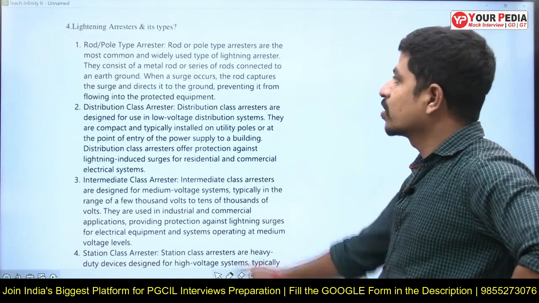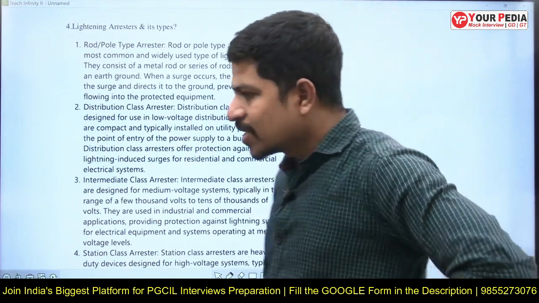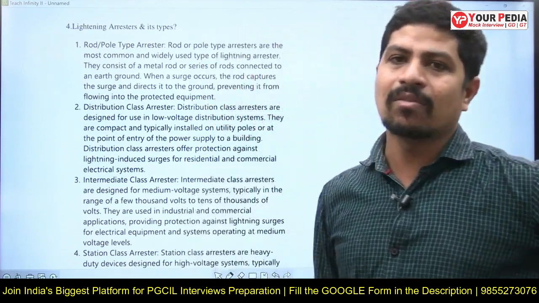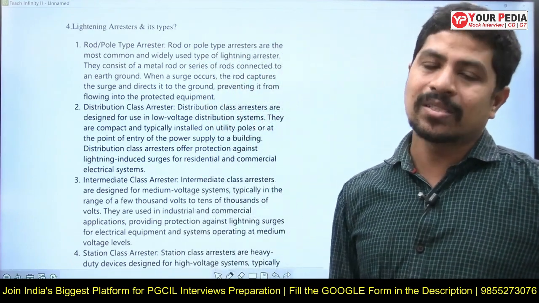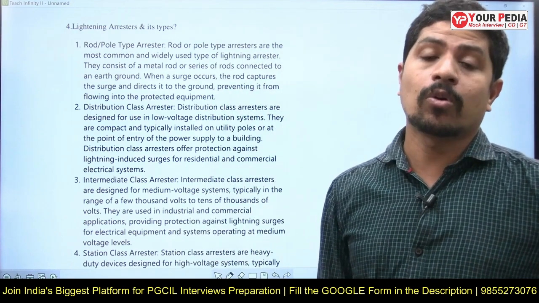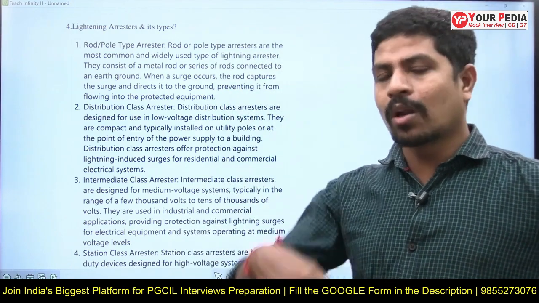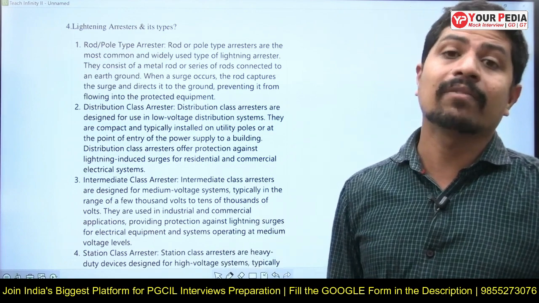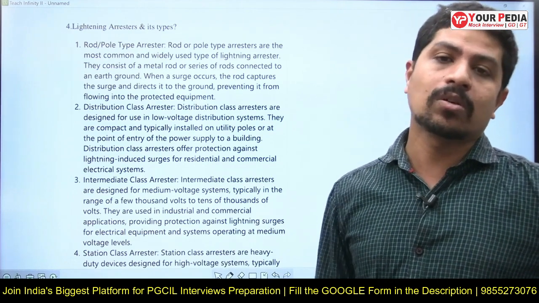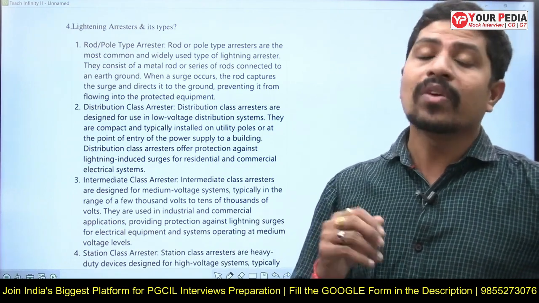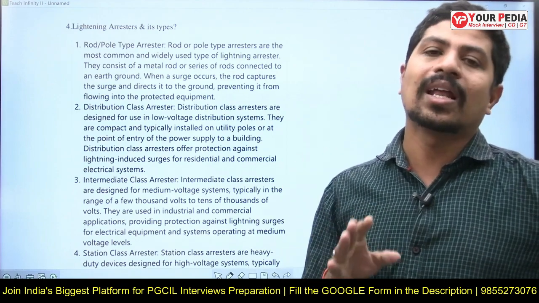What is the next question? Lightning arresters and their types. See, what is a lightning arrestor? A lightning arrestor is the one through which the lightning bypasses. Why? Because we have to protect our transmission system, our total power system, from lightning. Lightning will damage our power system equipment harshly. Therefore, we have to put in a lightning arrestor.